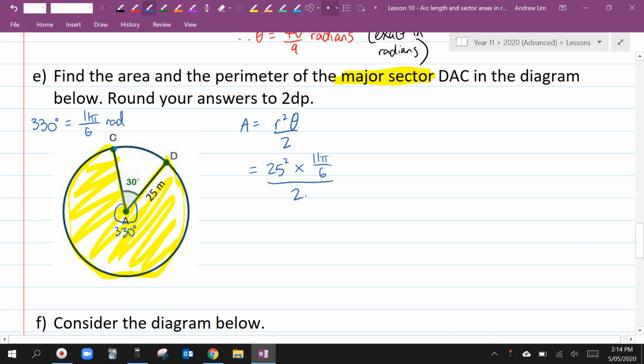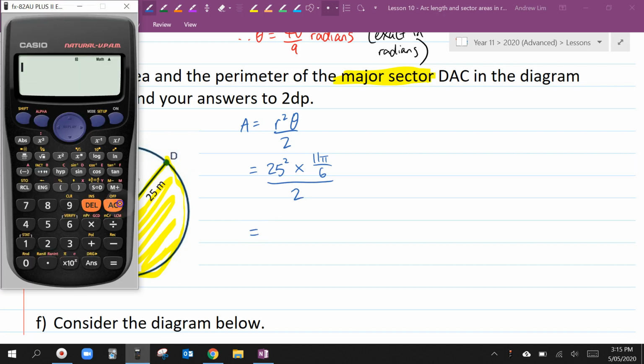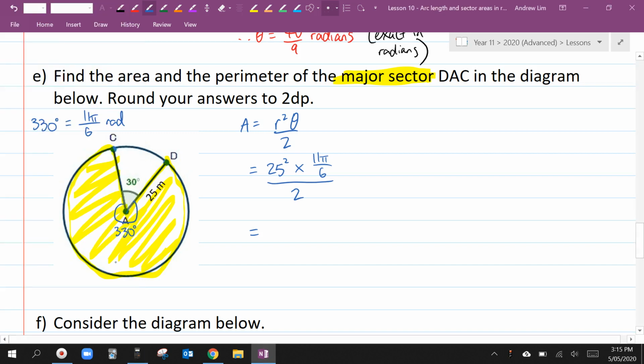So the question here says round your answers to 2dp. So I'm just going to put all of that into the calculator. 25 squared times 11 pi on 6 all over 2. 1799.87. And because this is area, it's square meters.